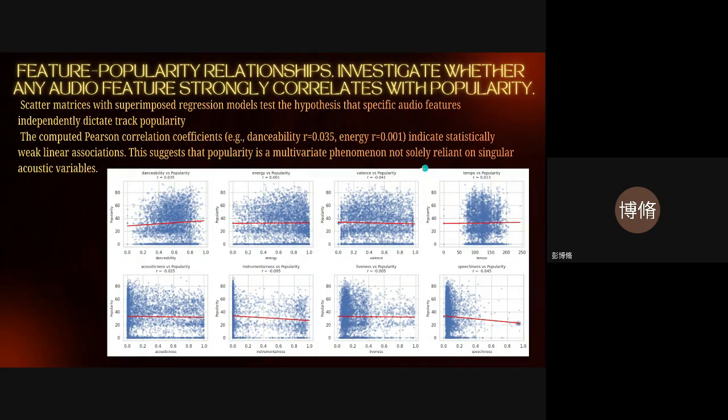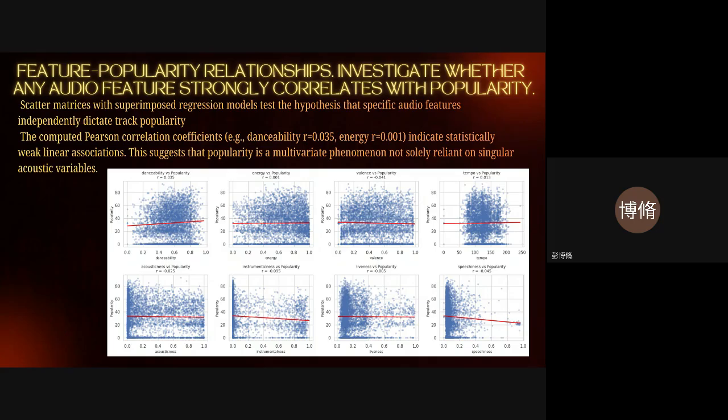Let's answer a question. Does any single audio feature strongly correlate with the song's popularity? To investigate this, we plotted the popularity scores against distinct numerical audio features, including danceability, energy, valence, and tempo. As you can see in this scatter plot, the results are quite revealing, though perhaps not in the way one might expect if you look closely at the correlation coefficients.